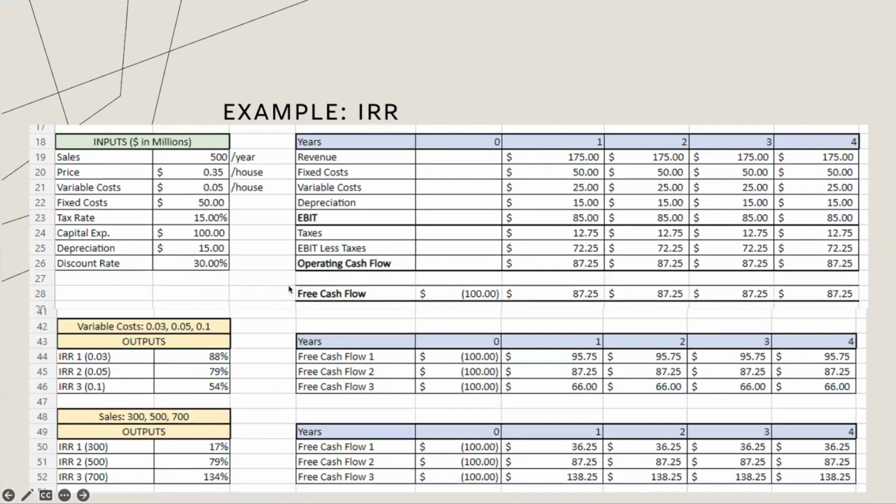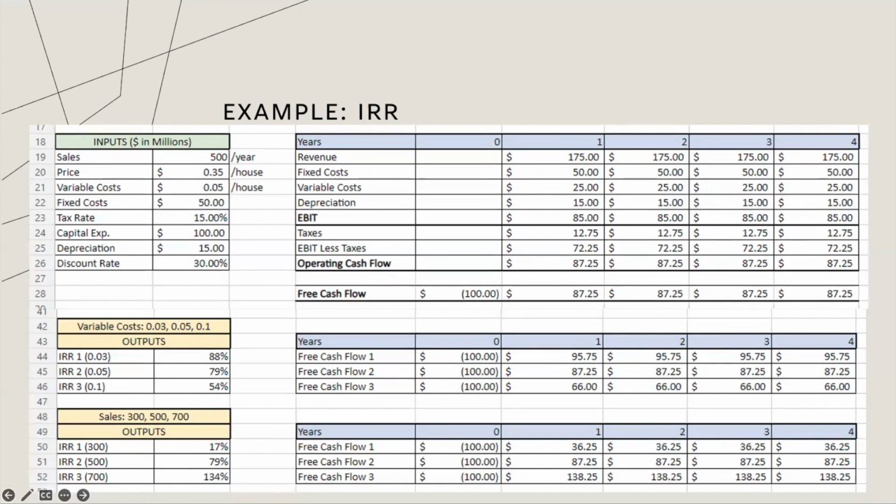Here, doing the same thing with internal rate of return, we have our pessimistic condition for internal rate of return, resulting in 54% for IRR. This is a good investment once again, since our IRR is greater than our discount rate of 30%. In sales, again, we can see that if only 300 houses are sold in our pessimistic conditions, our internal rate of return represents a bad investment, since 17% is lower than our discount rate of 30%.